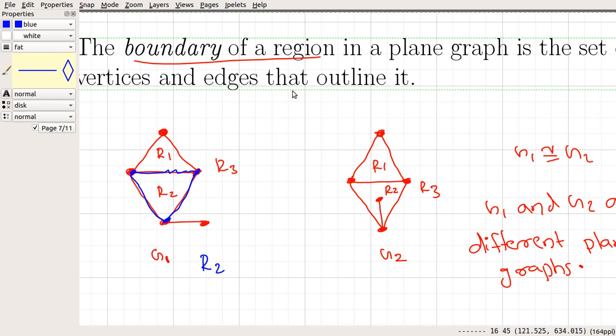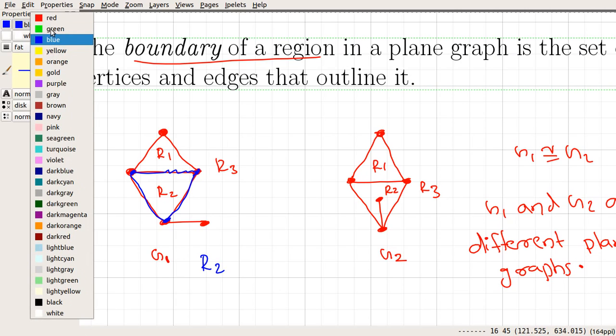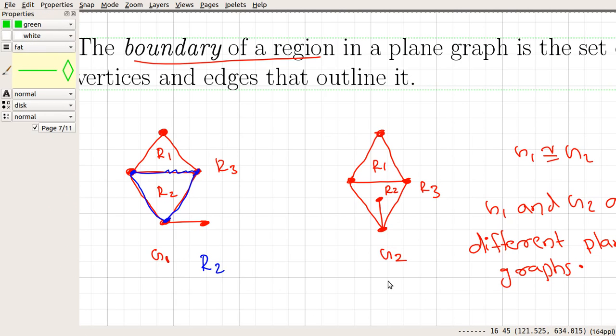Whereas if you look here, this region R2 is identified by this vertex, this edge, this vertex, this edge, this vertex, and this edge. Here this R2 is identified by these four vertices and these four edges, whereas in this case this R2 is identified by this vertex, this edge, this edge, this vertex, and this vertex.